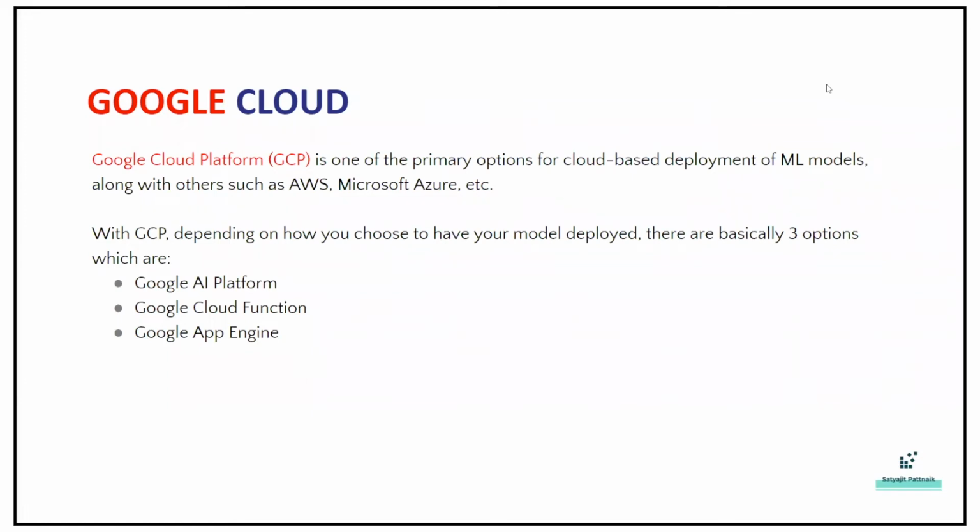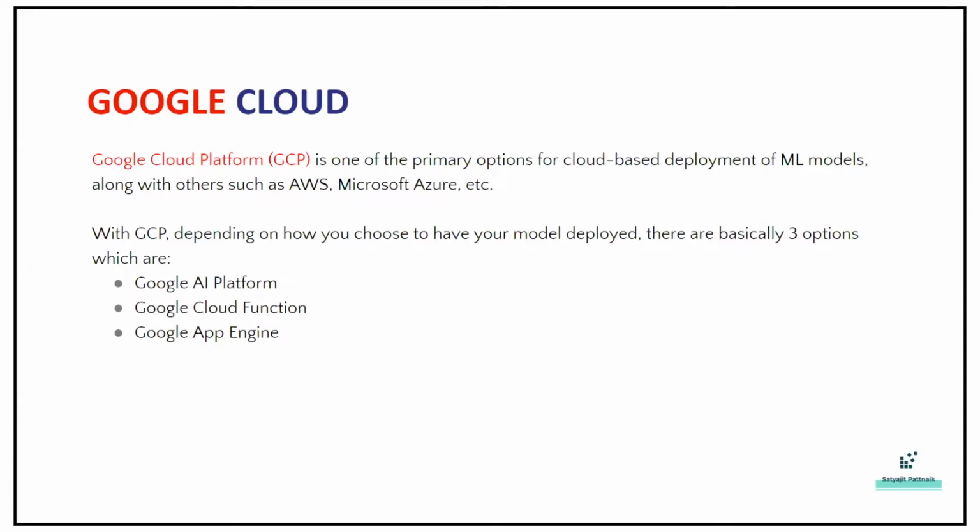Before moving ahead, let's try to understand what Google Cloud is. GCP, Google Cloud Platform, is one of the primary options for cloud-based deployment of machine learning models, along with others such as AWS, Microsoft Azure, Alibaba, etc. With GCP, depending on how you choose to have your model deployed, there are basically three options, which are Google AI Platform, Google Cloud Functions, and Google App Engine.